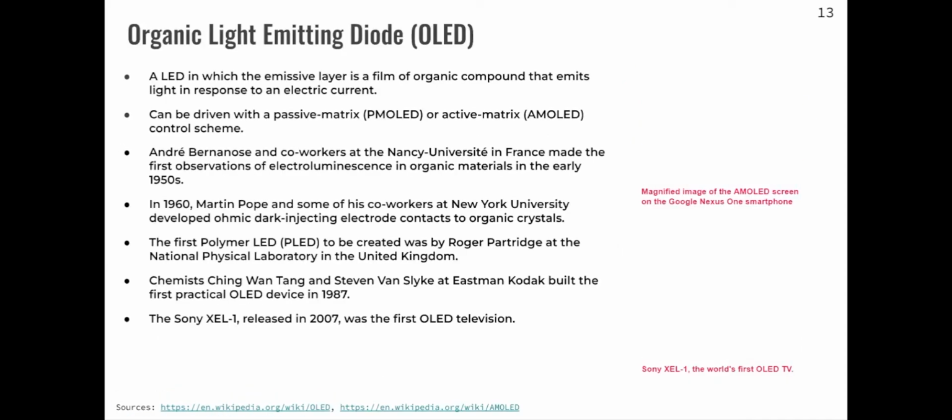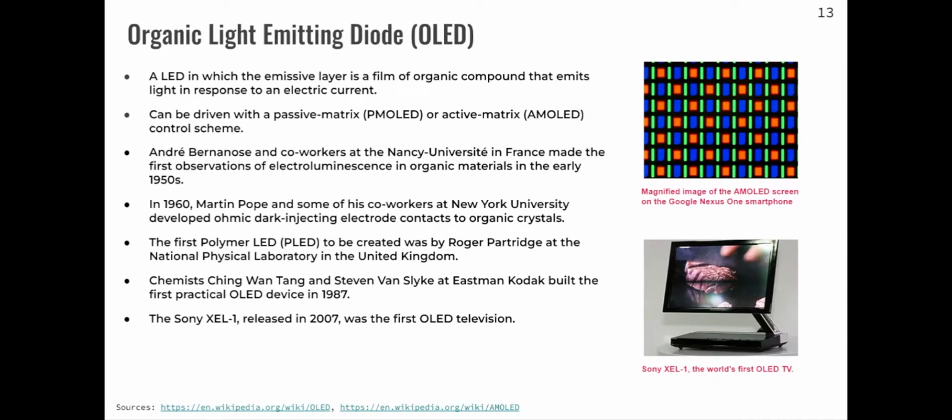Moving on, we have the organic light emitting diode, or the OLEDs. An OLED is a light emitting diode in which the emissive electroluminescent layer is a film of organic compound that emits light in response to an electric current. This organic layer is situated between two electrodes, and in general, at least one of these electrodes is transparent to pass light.